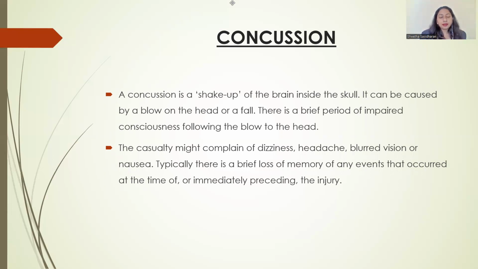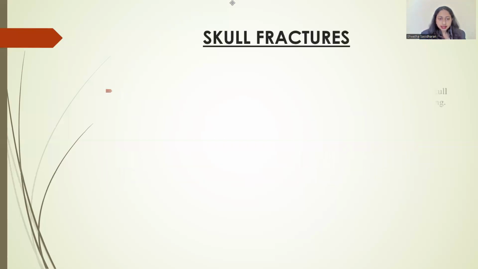The casualty might complain of dizziness. They might feel they are about to fall down. They might have a headache. They might not see properly, with blurred vision. They might even have nausea. Typically, there is a brief loss of memory of an event, as I told you, preceding or immediately at the time of injury. Next is skull fracture.